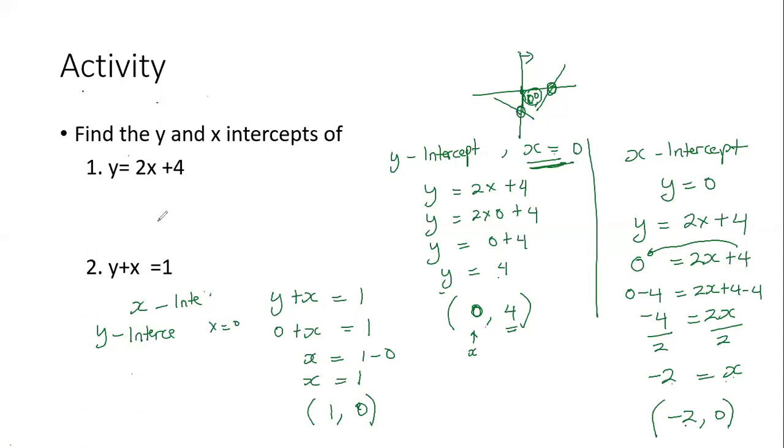X equals 0. So then y plus 0 equals 1. Y equals 1 minus 0. Then y equals 1. So the point is 0, 1. Okay, very good. The answers I'm seeing in the chat are very, very fine.